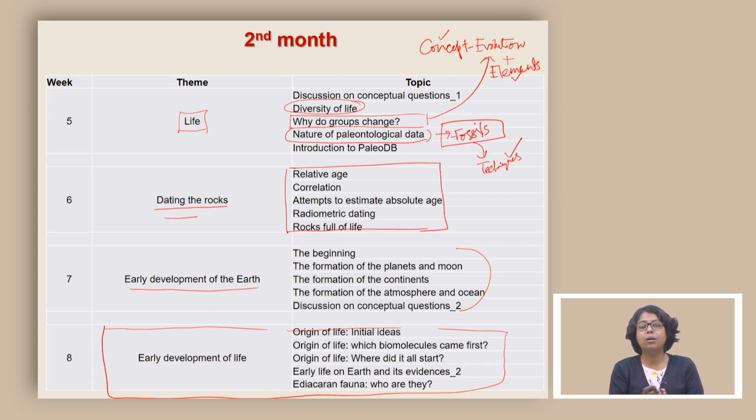And once we are comfortable with this idea of moving from non-life to life, we will go for the evidences that we have of the early life. What is the nature of the evidences? What are the things that we learn? What are the things that we are not sure about? And we will basically tease apart different kinds of methods that are used to reconstruct this history.